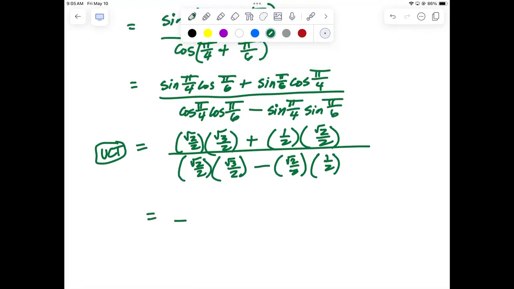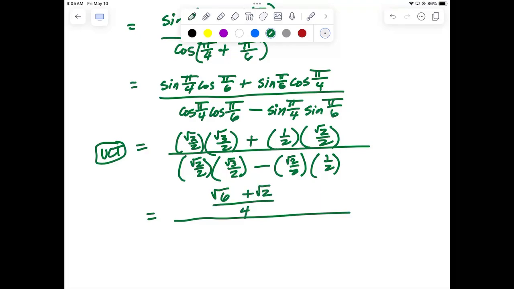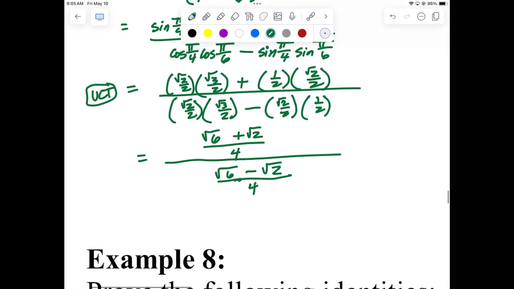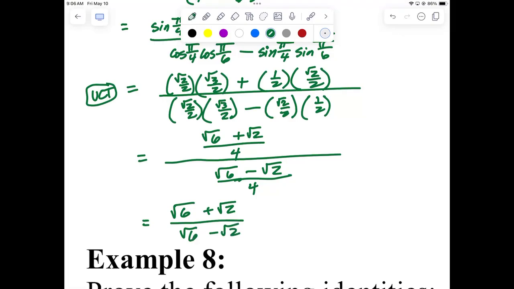All right, now I can simplify the top. That's going to be the square root of 6 plus the square root of 2 all over 4. And I can simplify the bottom. That's the square root of 6 minus the square root of 2 all over 4. And if I stay change flip, the 4's will divide out. And I end up with the square root of 2 plus the square root of 6 all over the square root of 6 minus the square root of 2. The 4's divide out.